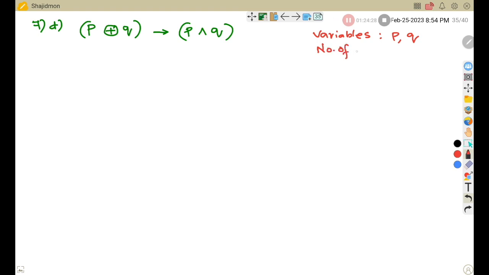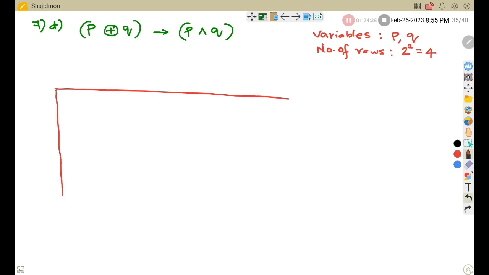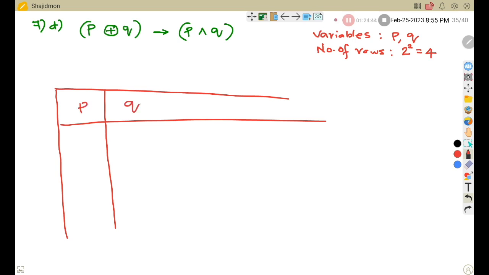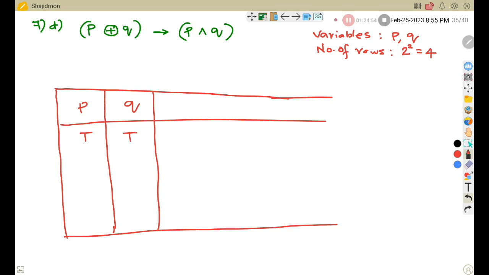So the number of rows we can write is 2 power 2. That means 4 rows will be there. So we will create the table here. First P, then Q. We need 4 rows, correct? So we can write the 4 rows: true and true, true and false, false and true, false and false, correct?